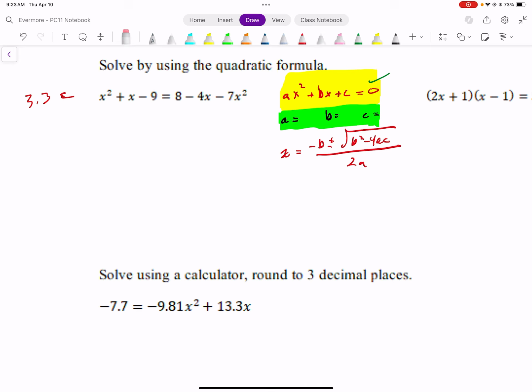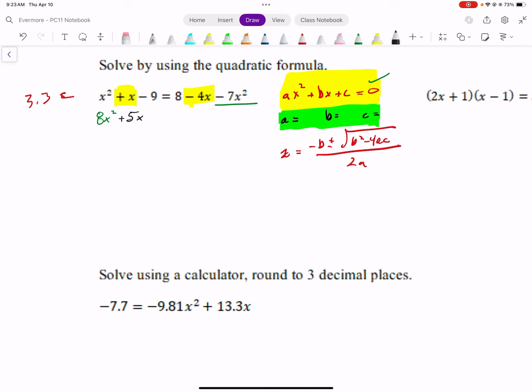Allow me to add 7x squared to both sides. So I'm going to take this and undo it by adding 7x to both sides. And what we recognize is that there's x squared on the right-hand side. So x squared plus 7x is 8x. Now on the left-hand side, to get rid of that negative 4x, I'm going to add 4x to both sides.